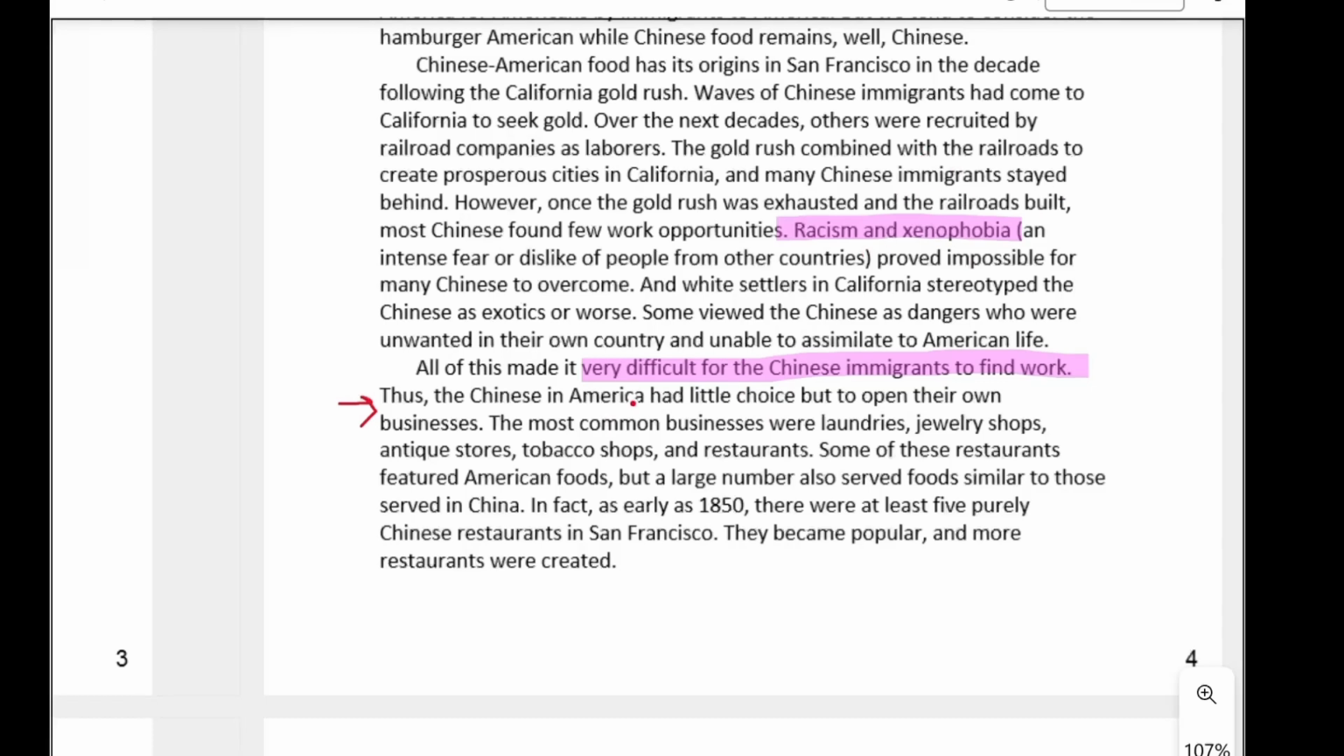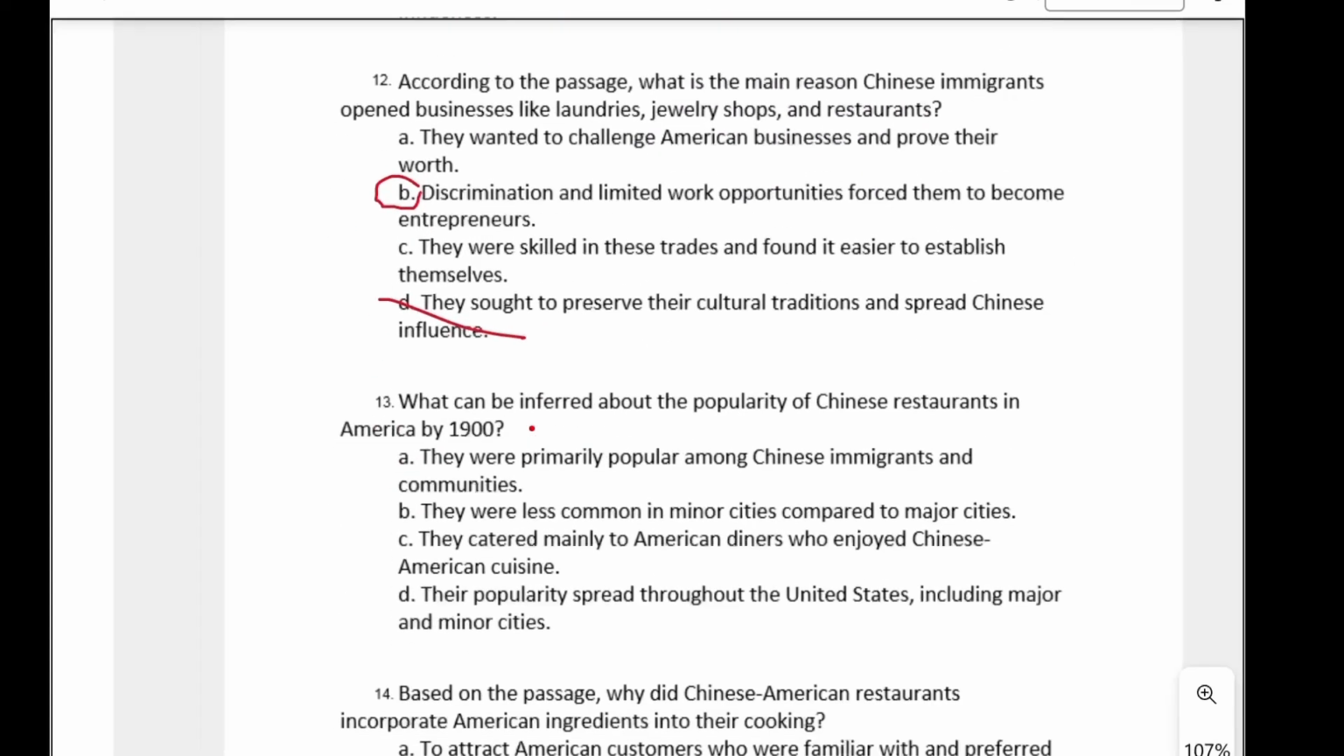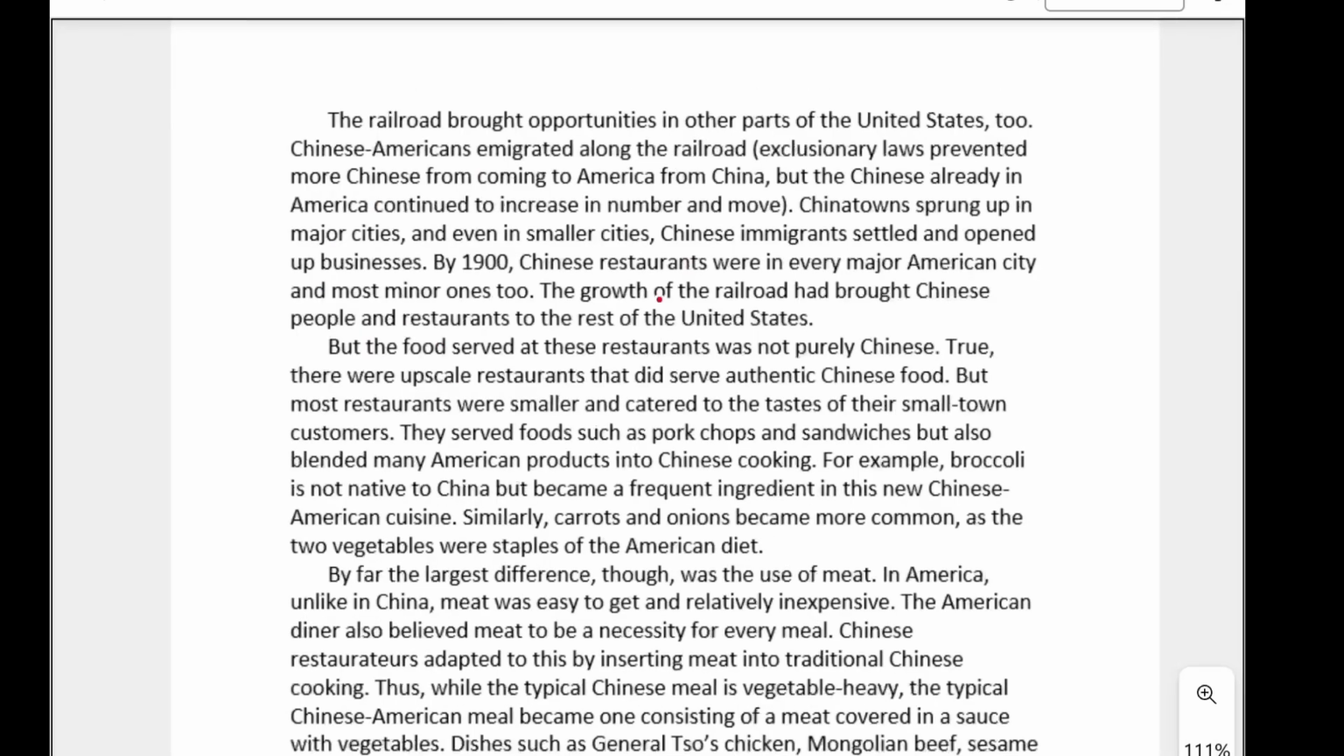Therefore, let's go back to our question. So discrimination and limited work opportunities is what forced them to become entrepreneurs. We want to take exactly from the text, not infer. This is the closest that we can get from the text. Question 13. What can be inferred about the popularity of Chinese immigrants in America by 1900? So let's look exactly in the text when it talks about by 1900. And I can see by 1900 over here. So let's read around the text.